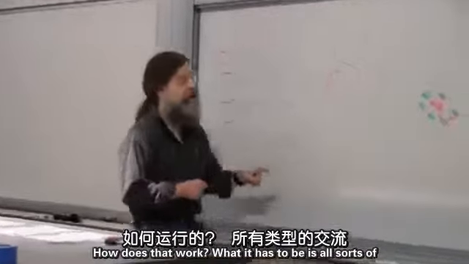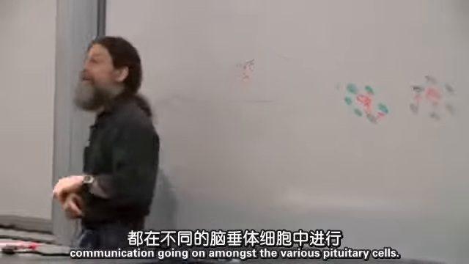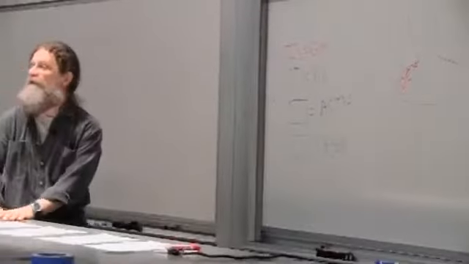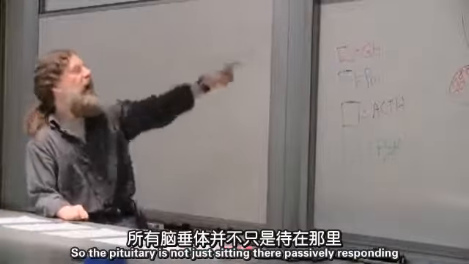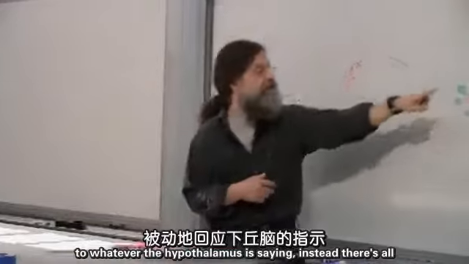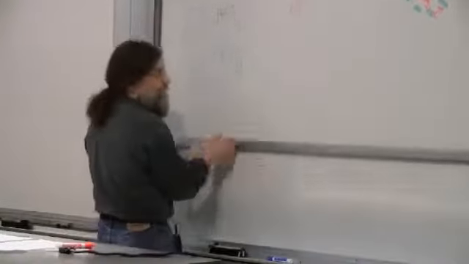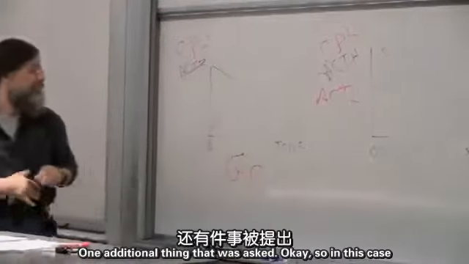What it has to be is all sorts of communication going on amongst the various pituitary cells. So the pituitary is not just sitting there passively responding to whatever the hypothalamus is saying. Instead, there's all this local regulatory stuff happening. One additional thing that was asked.